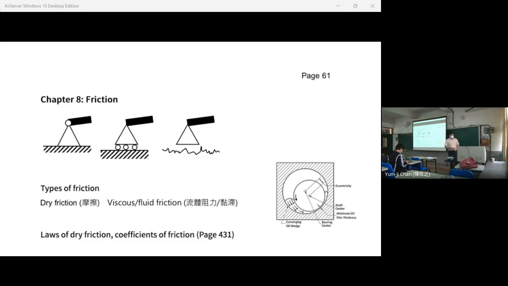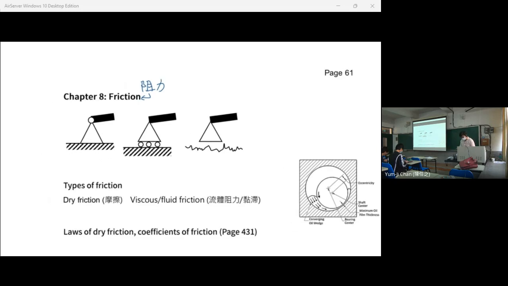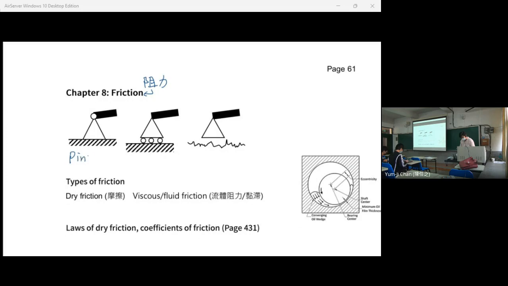Now we talk about one new thing, that is friction. From chapter 4, we have learned two types of supports. One type is pin, right? The one on the left is called pin support. And what is this type of support? Roller.